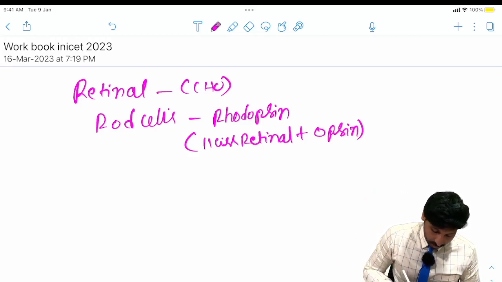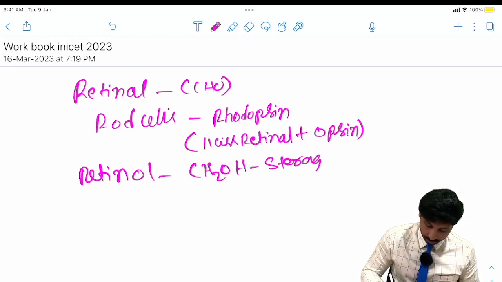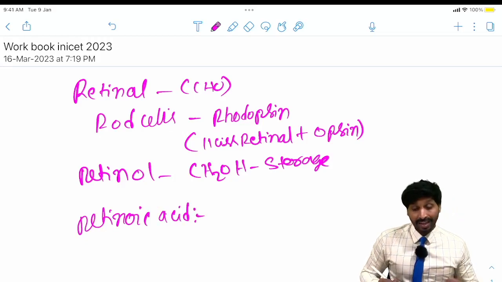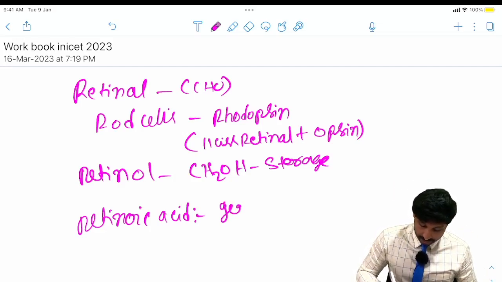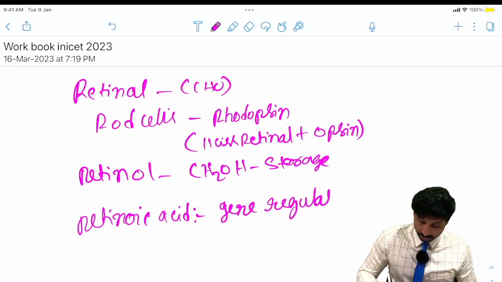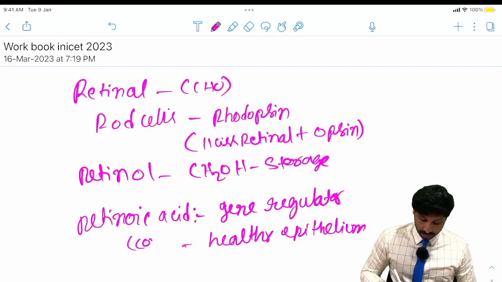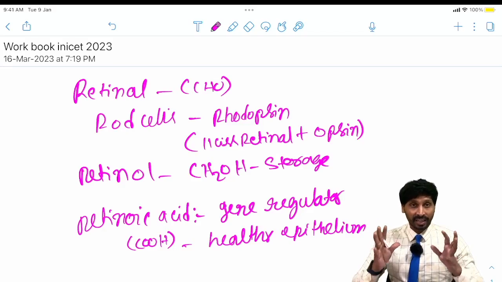So retinol, the storage form, is the alcohol form, CH2OH. Retinoic acid is like a gene regulator. It has a role in growth and development because it acts on the genes, and also for healthy epithelium we require retinoic acid. 13 cis retinoic acid is required for maintaining smooth skin and epithelium. So this is all about the active forms of vitamin A.